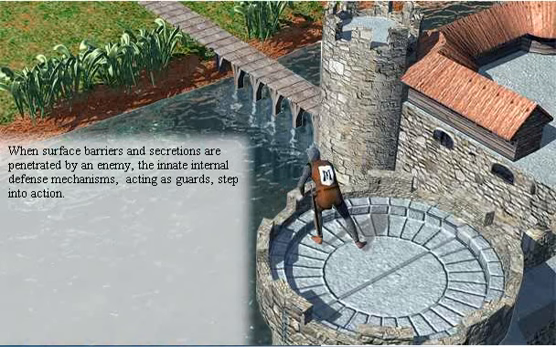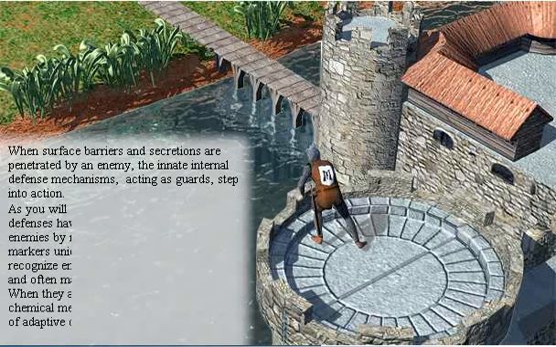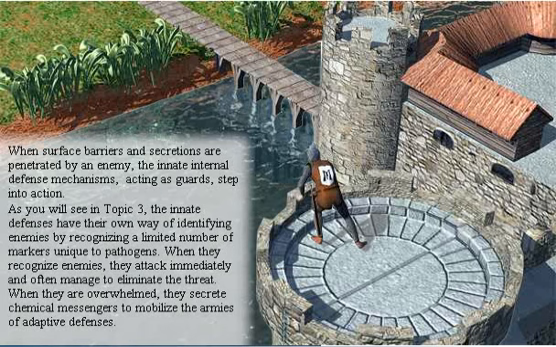When surface barriers and secretions are penetrated by an enemy, the innate internal defense mechanisms, acting as guards, step into action. As you will see in Topic 3, the innate defenses identify enemies by recognizing a limited number of markers unique to pathogens. When they recognize enemies, they attack immediately and often manage to eliminate the threat. When the innate defenses are overwhelmed, they secrete chemical messengers to mobilize the armies of adaptive defenses.